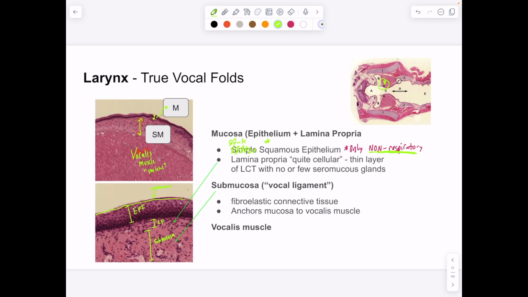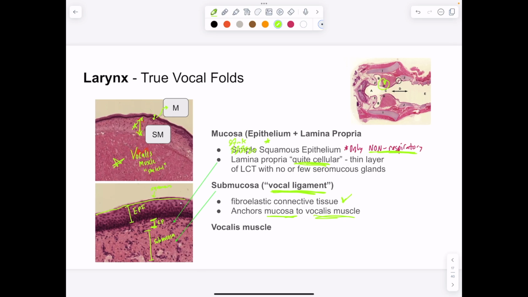And deep to that, we have a very cellular lamina propria with loose connective tissue. And then our submucosa is going to have a fibroelastic connective tissue running through it, which we call the vocal ligament. And the idea is that this submucosa right here is going to anchor the mucosa to the vocalis muscle, which is skeletal muscle, deep to the submucosa.